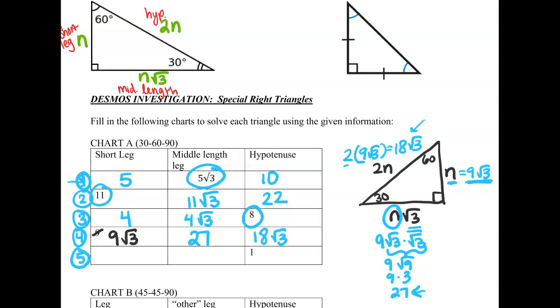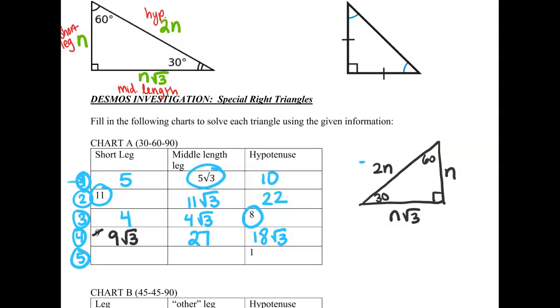And then our final situation for these types of triangles, in this case, they're giving us the hypotenuse of 1. So if the hypotenuse is 1, in other words, 1 is equal to the 2n part of the pattern, go ahead and find n. So cancel out whatever's with n, and we get that n is 1/2. That means the short leg is 1/2.